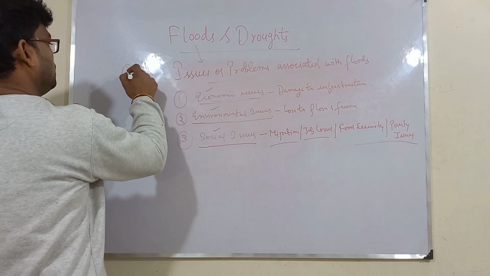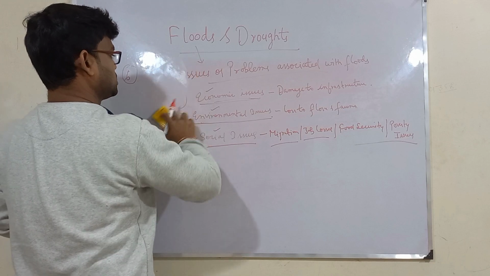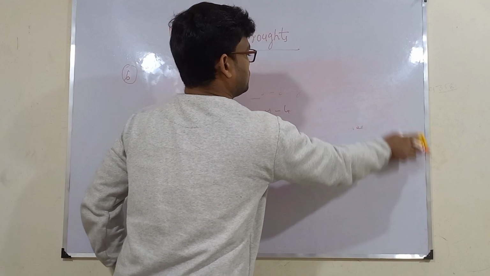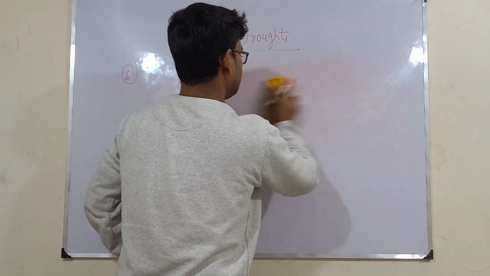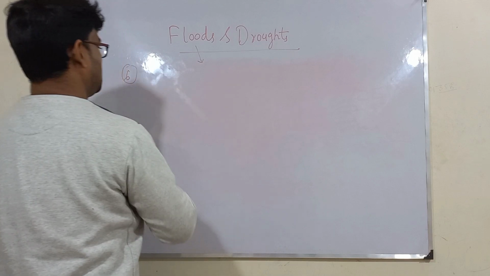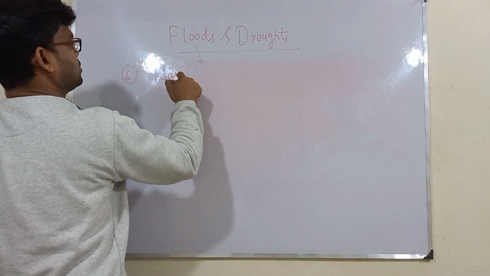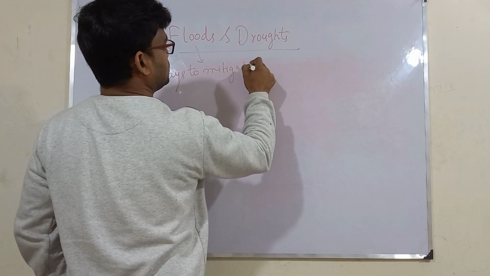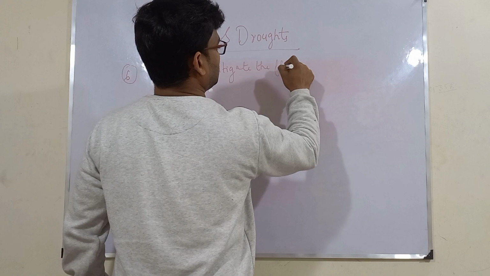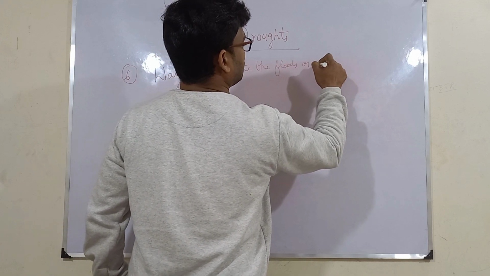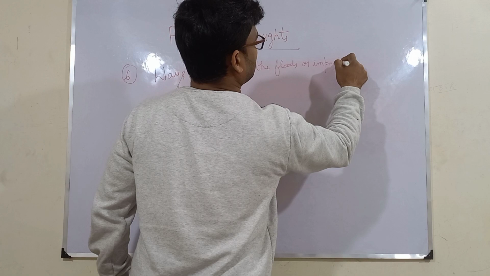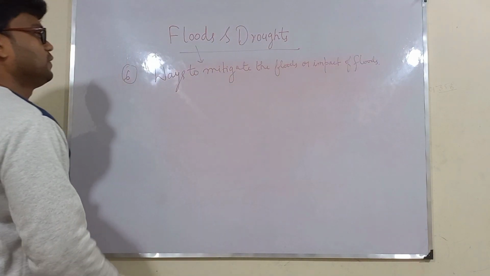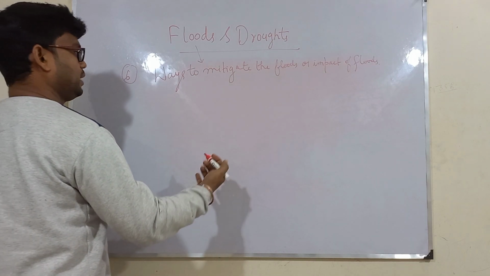And finally, we will come to our sixth and the final topic under floods, that is what are the ways to mitigate the same. Sixth one is ways to mitigate the floods or impact of floods. What are the ways to mitigate the floods or the impact of flood?